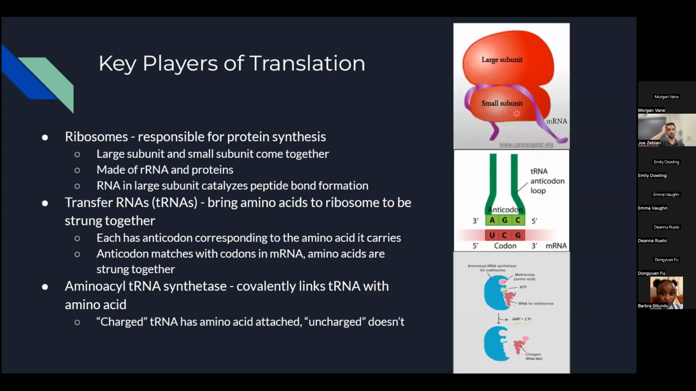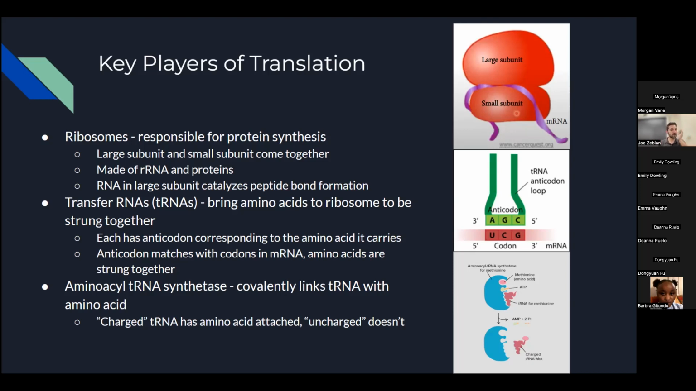All right, so what's involved in translation? You might guess the ribosome. It is responsible for protein synthesis. It makes the proteins within a cell. You have a large subunit and a small subunit that come together. The small subunit binds first, just for the record, and then the large subunit comes in. These are made up of rRNA, which is ribosomal RNA, and proteins. And the RNA in the large subunit catalyzes the peptide bond formation. So once the small subunit is able to bind, the large subunit can come in and catalyze peptide bond formation.